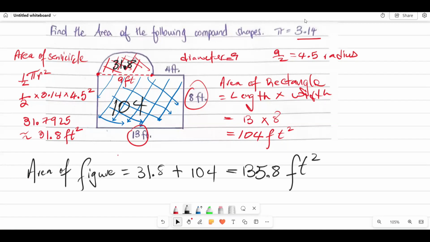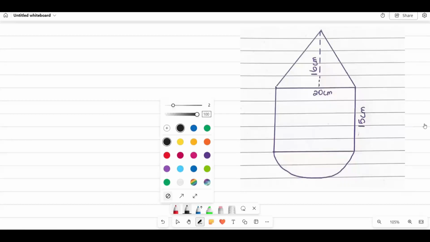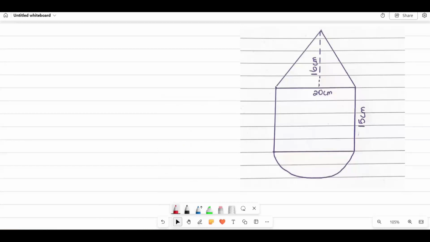Let's take a look at another one. For this second diagram, we're still going to try to find the area of the entire figure. We notice that we already have three shapes. We have a rectangle here, a triangle there, and a semicircle here. Now, we're going to find the area of the triangle, then the area of the rectangle, and then the area of that semicircle. All right, let's get into it.